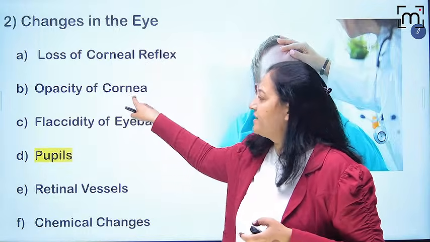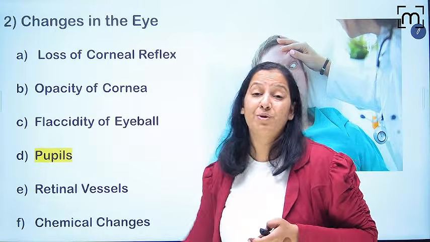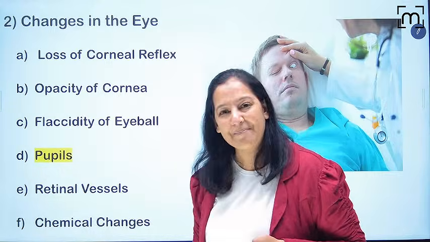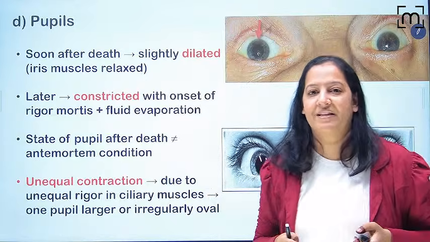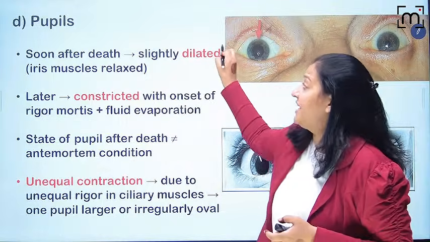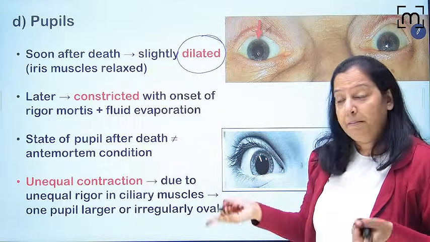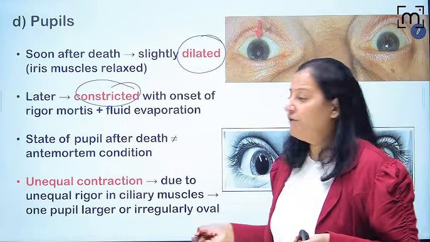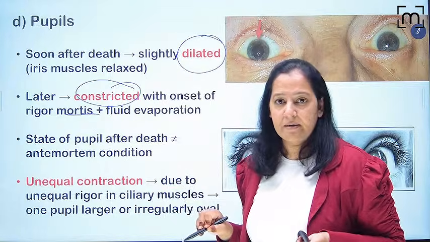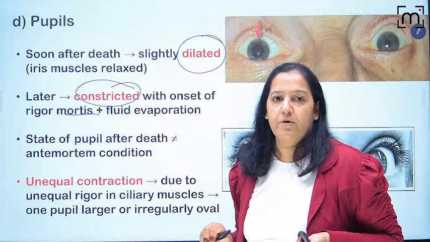So we are done with the first, the second, and the third. Coming to the fourth, the pupil. Changes in the pupil: what happens after death? Do the pupils dilate or constrict? Immediately after death, it dilates. But after a few minutes, it constricts, because after a few minutes rigor mortis develops. So when rigor mortis comes, it constricts.